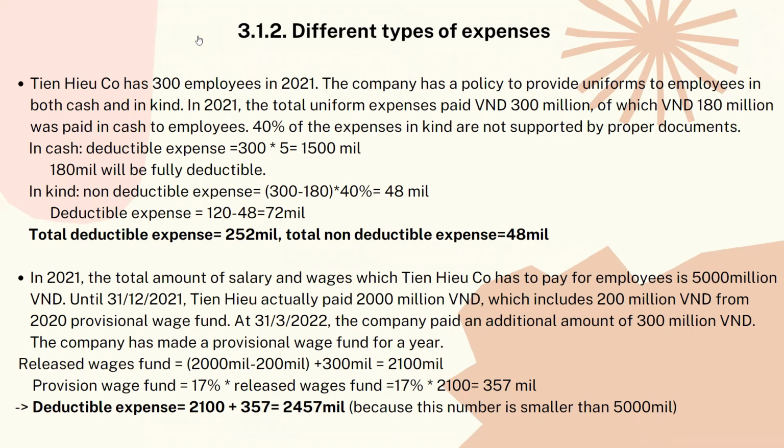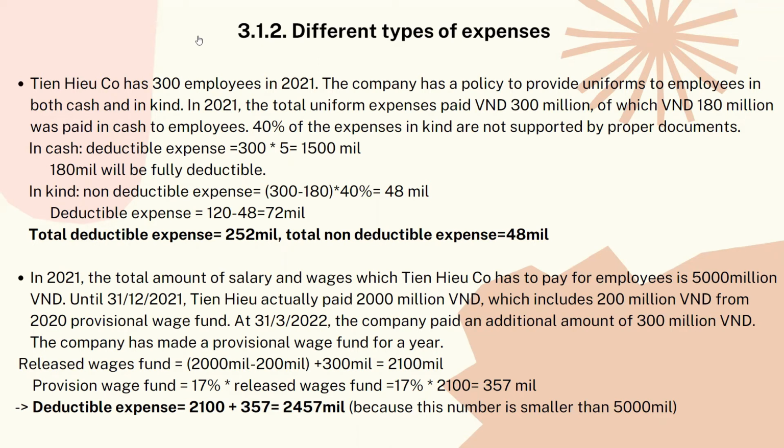The next case is the total amount of salary and wage which Tiên Hiếu Co has to pay for employee is 5,000 million. Until the end of the year, Tiên Hiếu actually paid 2,000 million, which include 200 million from the previous year provisional wage fund. And at the end of March 2022, the company paid an additional amount of 300 million, and the company has made the provision wage fund for a year, and in this case the deductible expense equal to 2,457 million, because this number is smaller than 5,000 million.